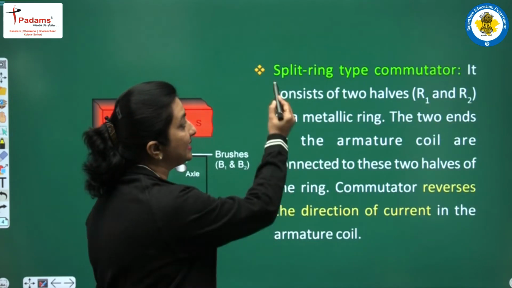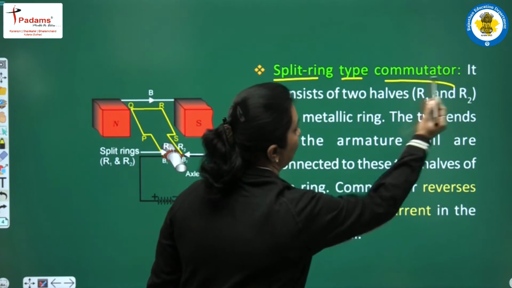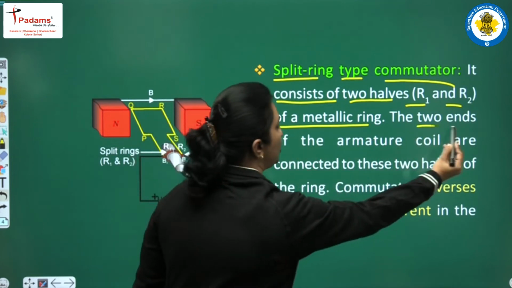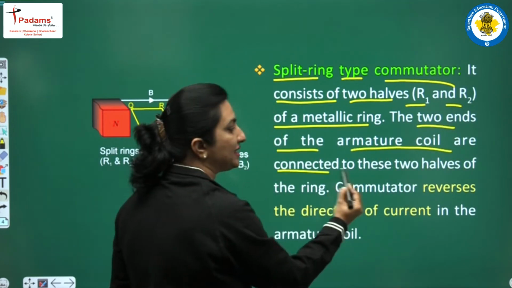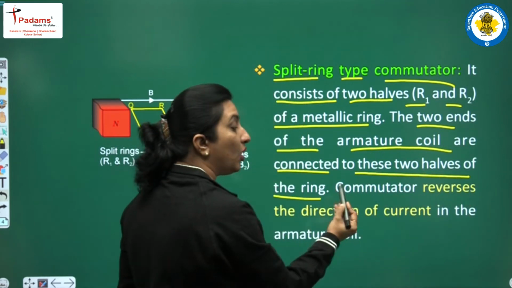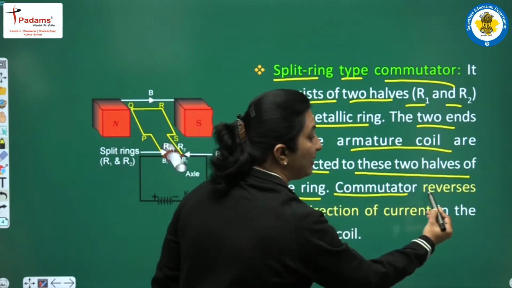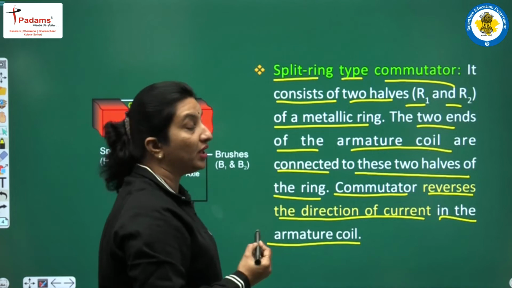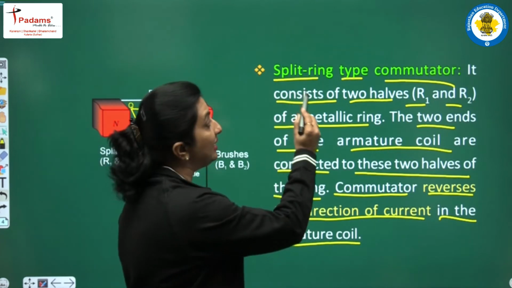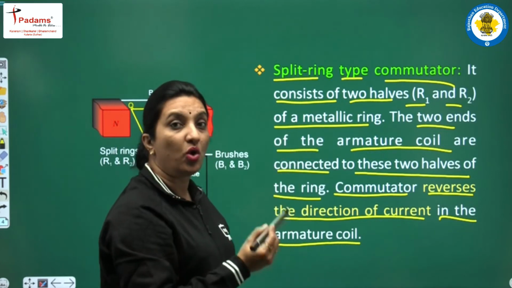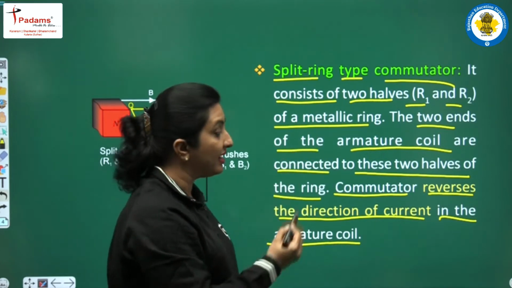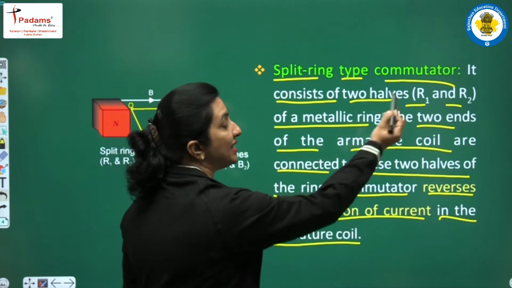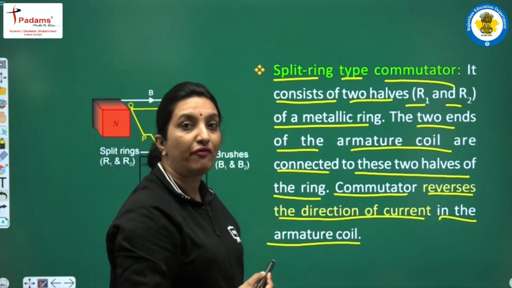The next part is the split ring type commutator. It consists of two halves R1 and R2 of a metallic ring. The two ends of the armature coil are connected to these two halves of the ring. Now what does this commutator do? The commutator reverses the direction of current in the armature coil. Now students, what we are studying is split ring type commutator. Now what is the function of this split ring type commutator? It reverses the direction of current in the armature coil. Now students, it consists of two halves R1 and R2 of a metallic ring.